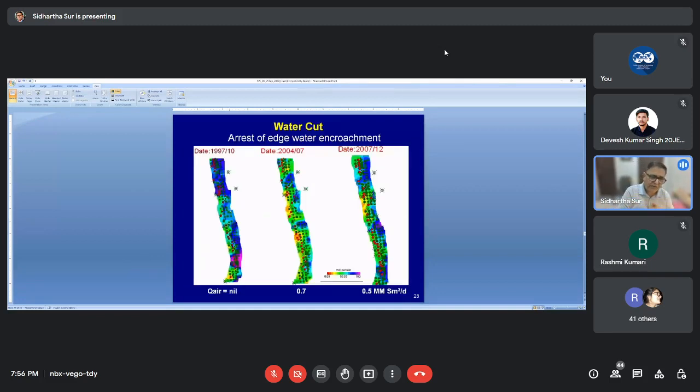See the aquifer now. Before initiation of the process, the entire field is shown to the left, the first Balol field, where air injection is nil. So here the field is almost blue in color, high water cut. You can see the legend below, it's almost 90% plus. But as air injection progressed to 500,000 cubic meter, the entire field is turning green. That means the aquifer, which is to the east, is getting arrested. So this is the strength of it: the arrest of edge water encroachment.